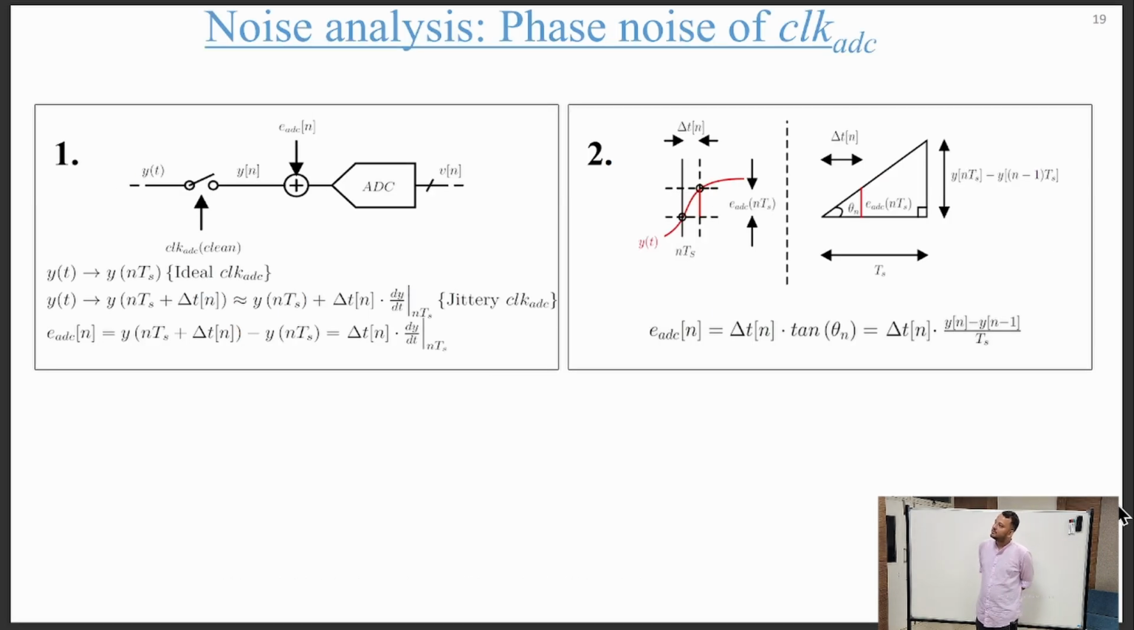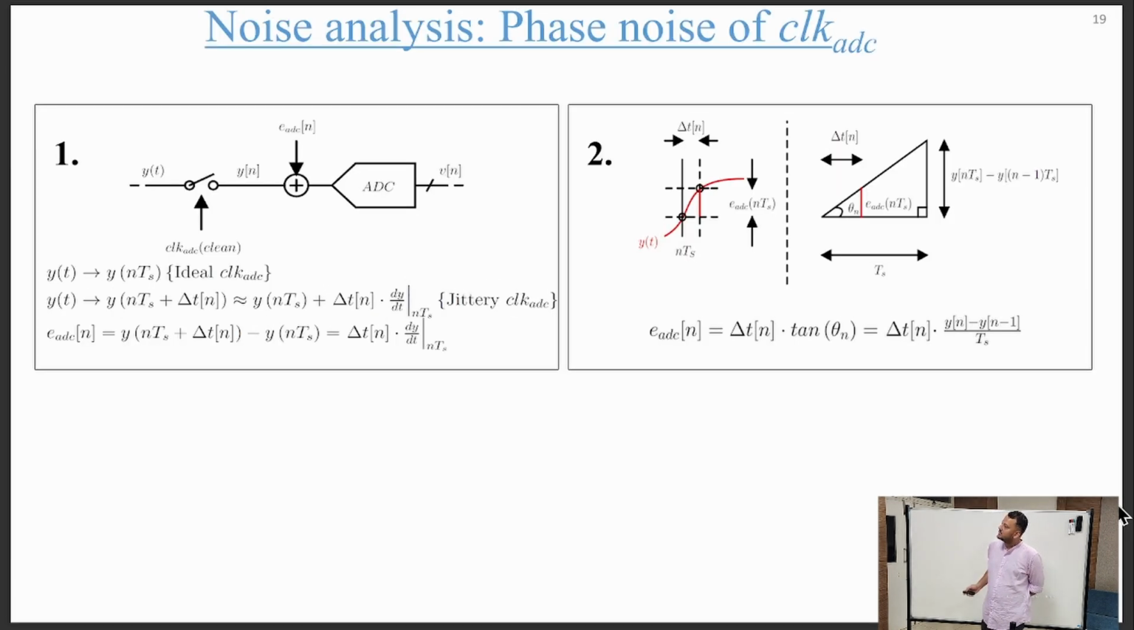We'll quickly look at the modeling, how we analyze the noise variance in the case of the ADC clock. To estimate the error value, we can take the difference between ADC sampling through an ideal clock and a jittered clock. Through Taylor series, we can write it as delta Tn times dy/dt at each sampling instant. That error is estimated using the slope, (y(n Ts) minus y((n minus 1) Ts)) divided by Ts, multiplied by the random jitter.